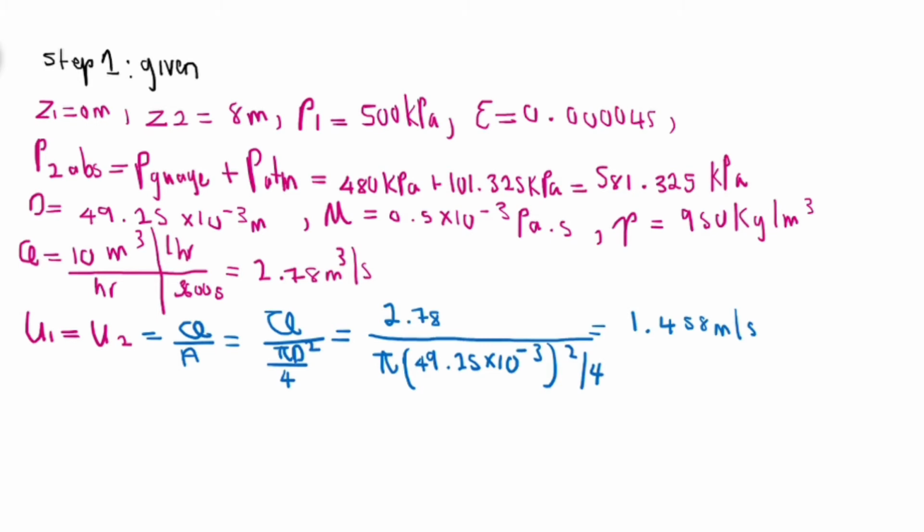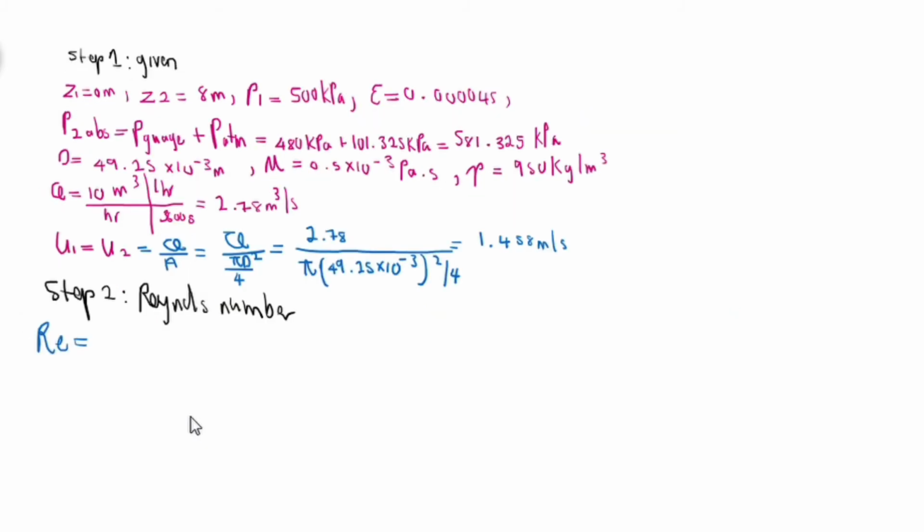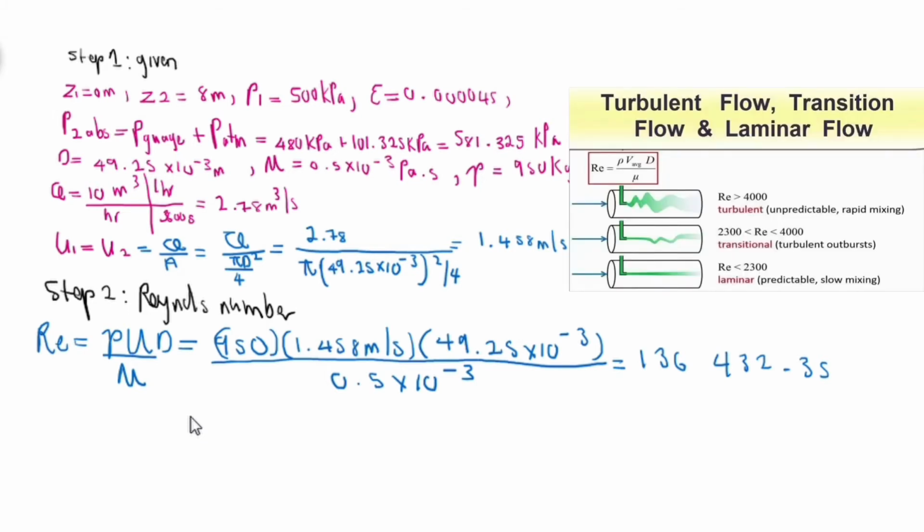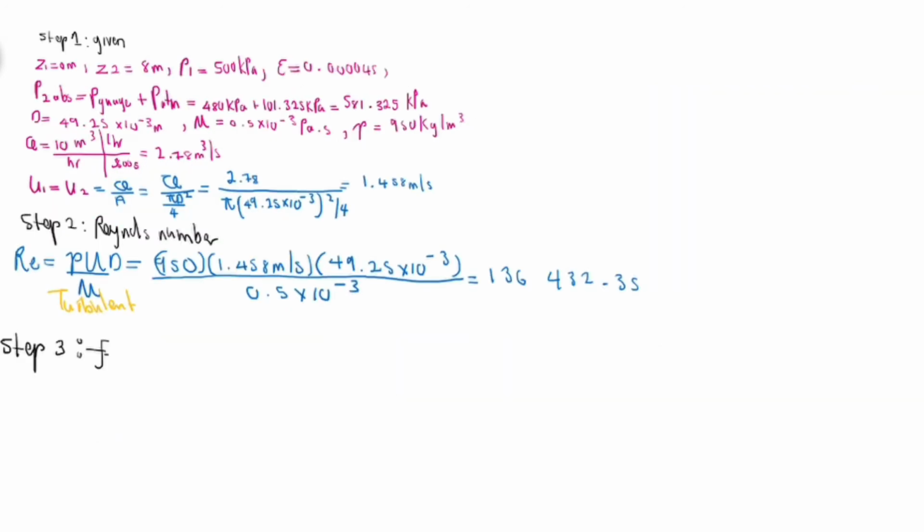Okay, now that we have written for ourselves everything that is given, step 2 will be to calculate the Reynolds number. Reynolds number is density times speed times diameter over viscosity. If we substitute, we should get roughly 136,432.35. This is definitely falling within turbulent flow. Different textbooks might give you different limits, but the one that I'm using says this is turbulent flow because it is greater than 4,000.